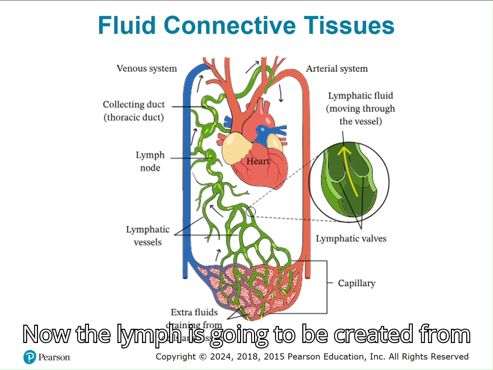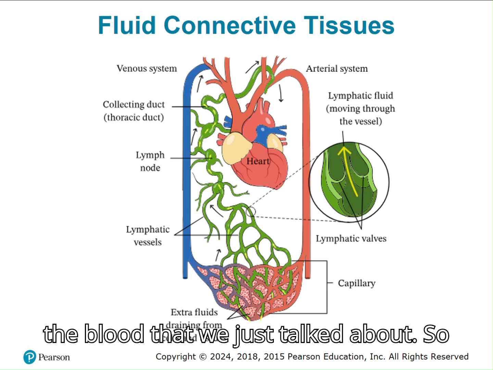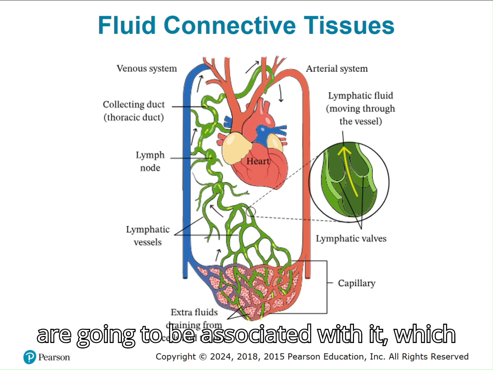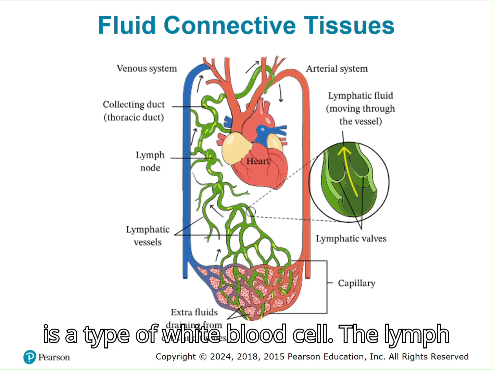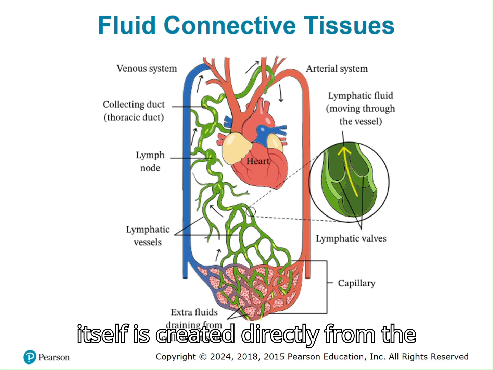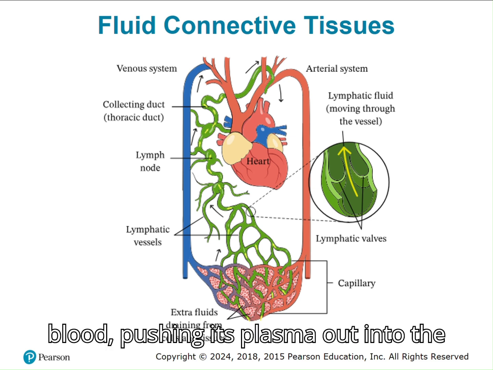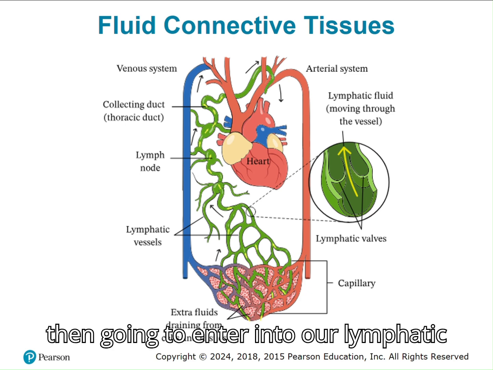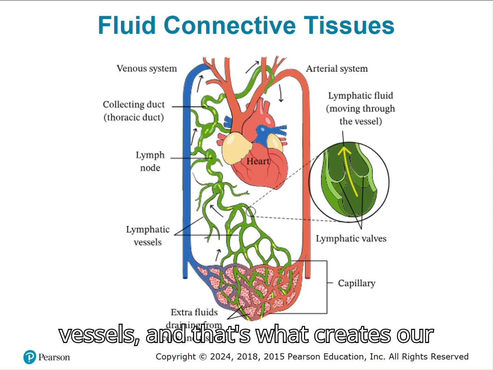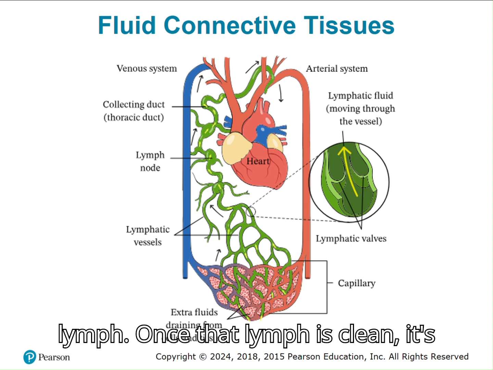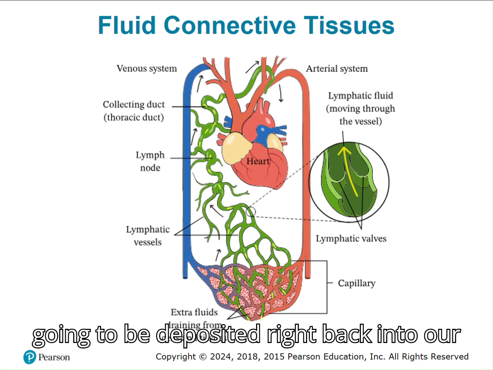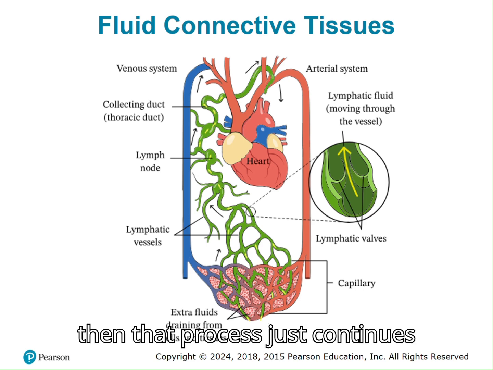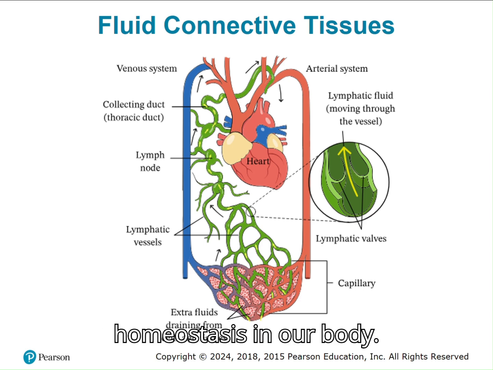Now, the lymph is going to be created from the blood that we just talked about. So lymph is going to have lymphocytes associated with it, which is a type of white blood cell. The lymph itself is created directly from the blood, pushing its plasma out into the interstitial fluid. Interstitial fluid is then going to enter into our lymphatic vessels, and that's what creates our lymph. Once that lymph is clean, it's going to be deposited right back into our blood vessels to go to our heart. And then that process just continues so we can maintain homeostasis in our body.